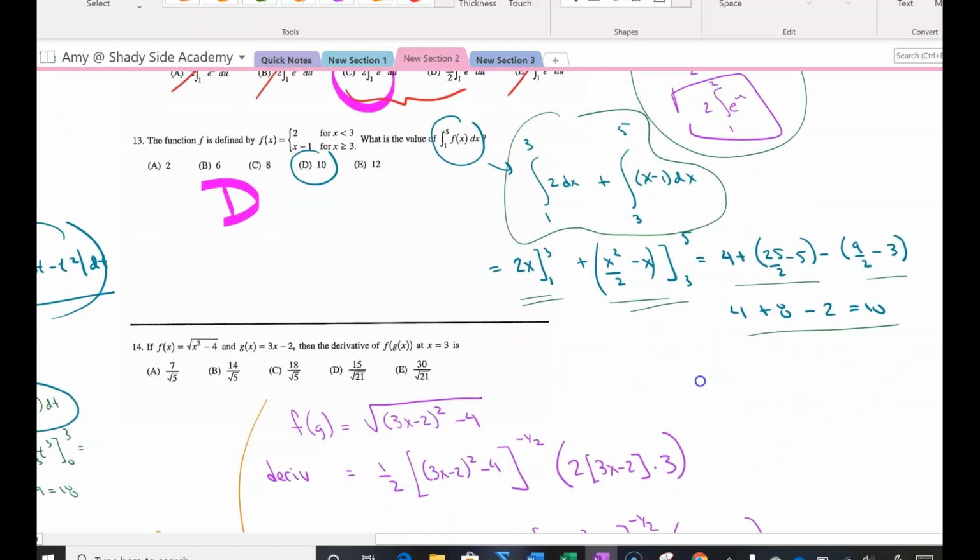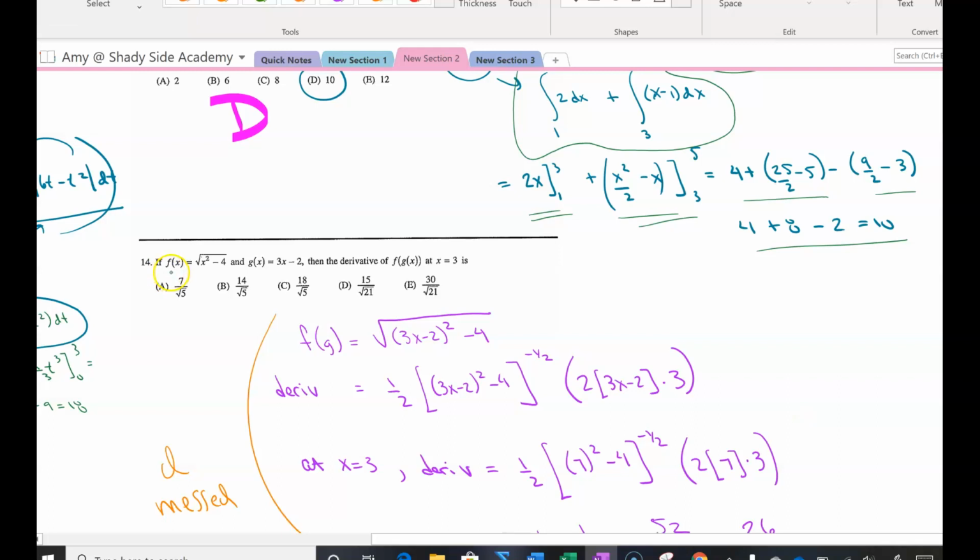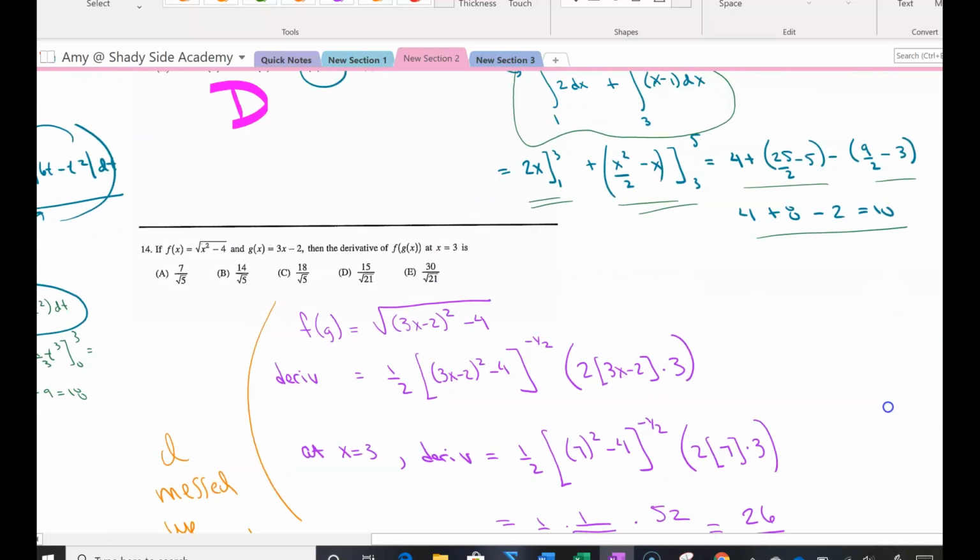And then here, if f of x is equal to this and g of x is equal to this, then the derivative of f of g is what? Just a straight up derivative. You'll notice here I messed up somewhere, but let's see if I can find it. F of g is the square root of, right? This is f composed of g. So g is put into f. So f of g is the square root of x squared minus 4, but the x is now g. So the derivative of this is going to be 1/2 times the entire radicand raised to the negative 1/2 times the derivative of the inner.